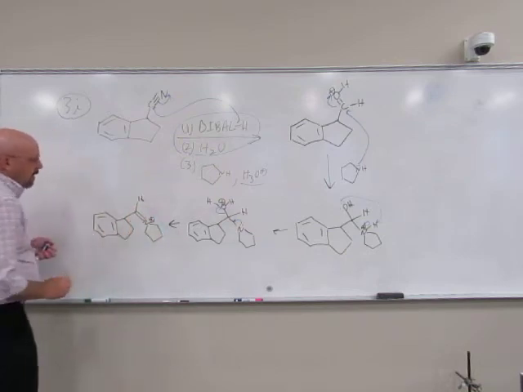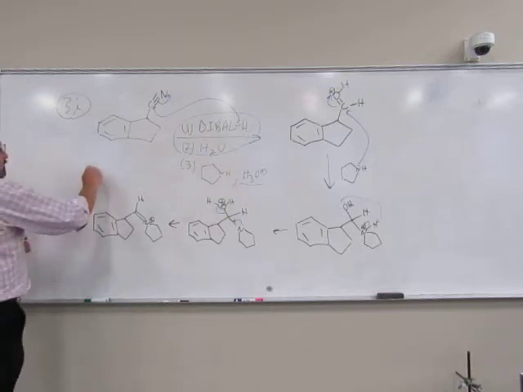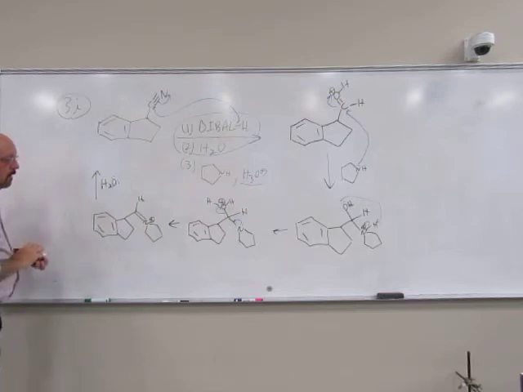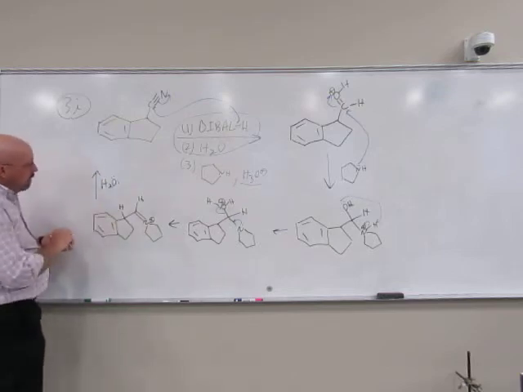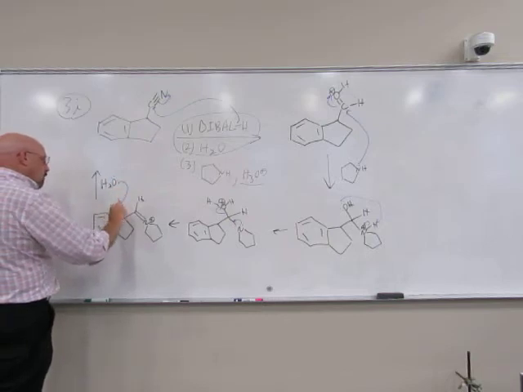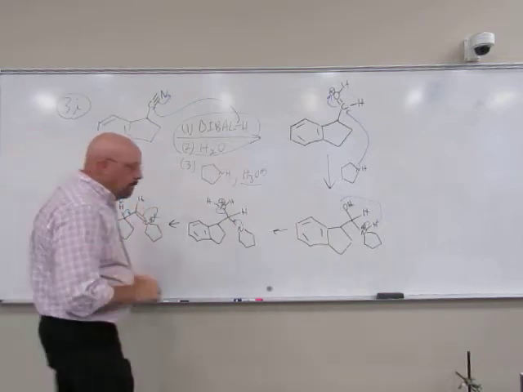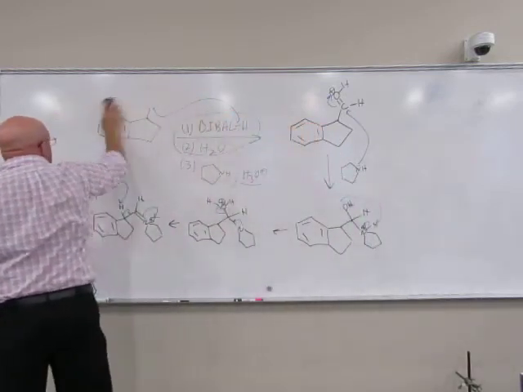But we want to get rid of that charge. So you're going to take the water molecule and reach in and grab the hydrogen here. Electrons kick in to form a double bond and kick the electrons back up onto the nitrogen. So we make the enamine.